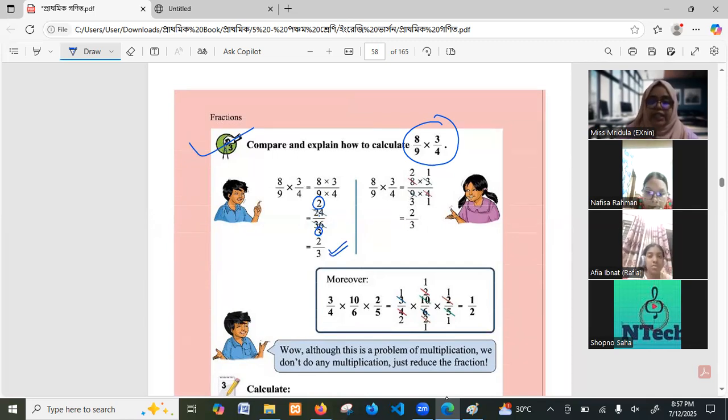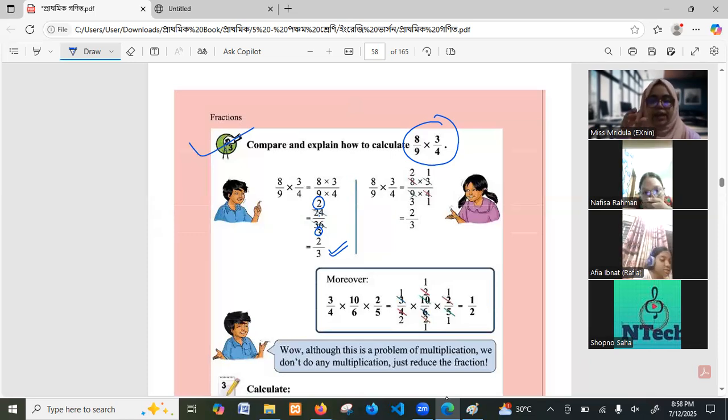But in the second method, what I showed you today, we do the cutting out in the second step. So 8 times 3 they have written, 9 times 4 they have written, and then they cut out. They cut out 3 with 9. So 3 goes to 3 one time, 3 goes to 9 3 times. And then they cut out 8 and 4. In this case, the common divisor is 2. So 2 goes to 4. So 4 goes to 8 2 times, and 4 goes to 4 one time.